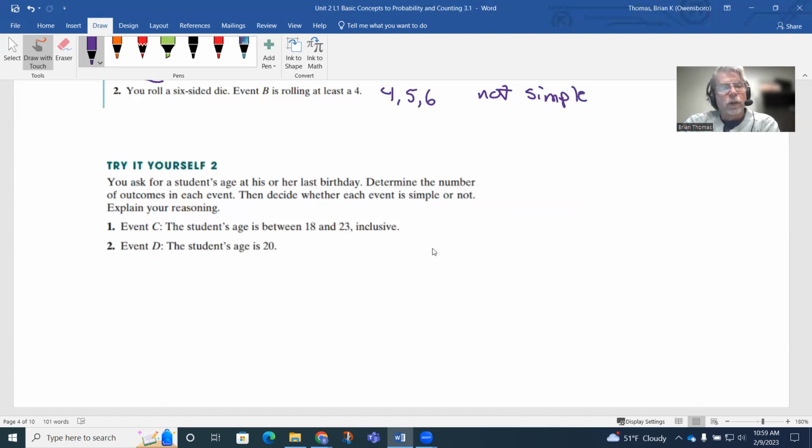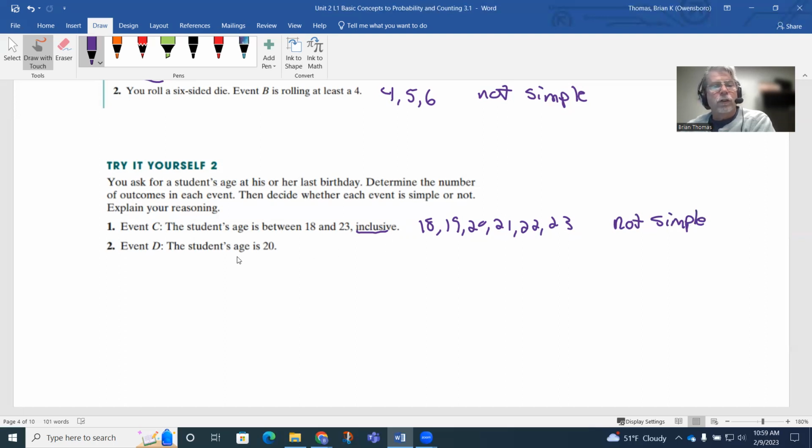Explain your reasoning. Event C: the student's age is between 18 and 23 inclusive. Inclusive means include the 18 and 23. So you have 18, 19, 20, 21, 22, and 23. Those would be my possible outcomes. Remember, a simple event can only have one outcome. And this has 1, 2, 3, 4, 5, 6 outcomes, so this is going to be not simple.